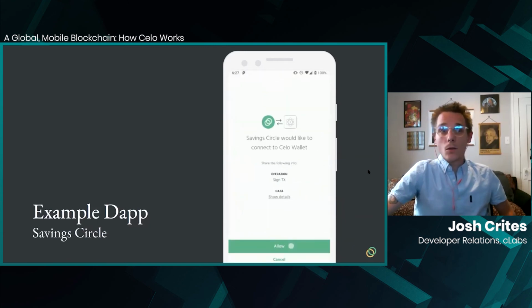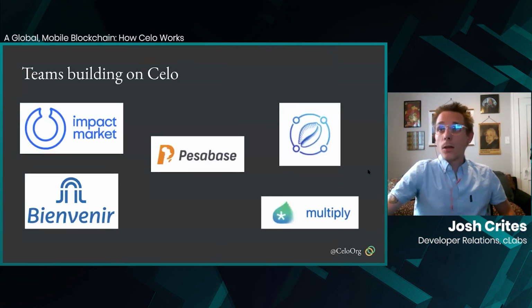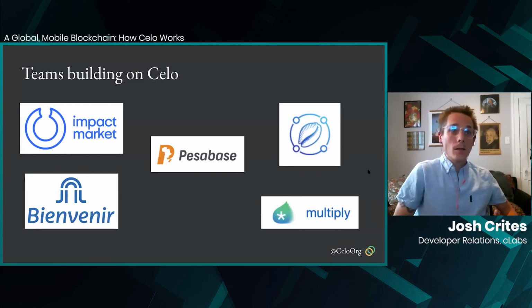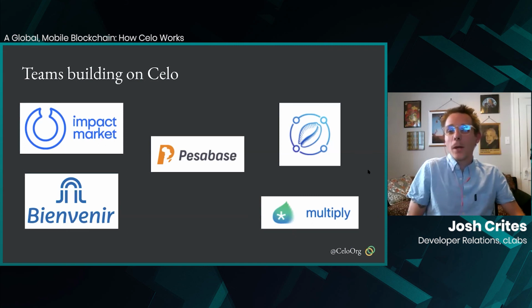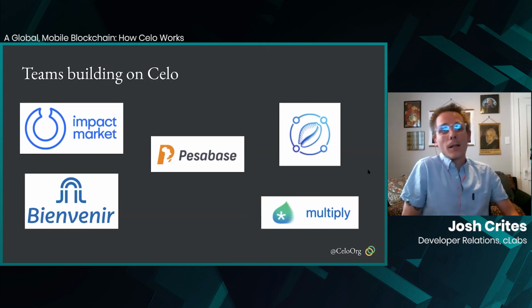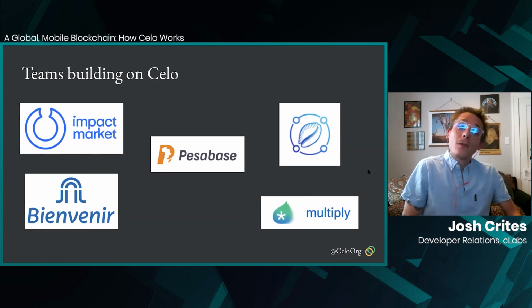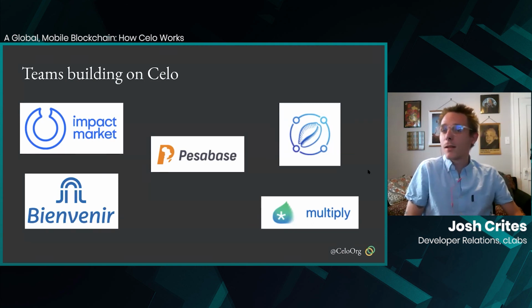So yeah, going on to some of the other projects that we've seen built on Celo in the past couple months. In some hackathons and incubators, we've seen Impact Market working on a universal basic income game. That's pretty cool to see. We've seen Bienvenir helping refugees get financial support when they move to new countries and they don't have access to existing financial or banking infrastructure, and they need access.